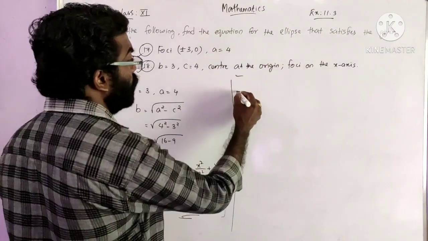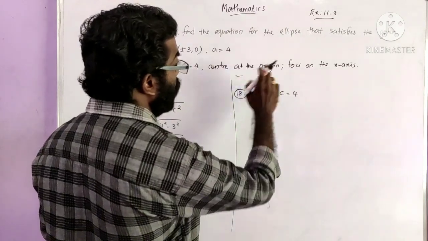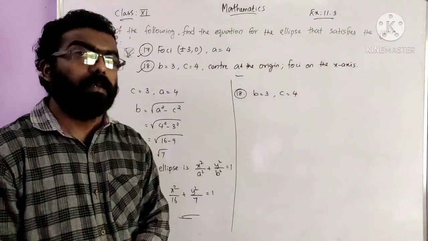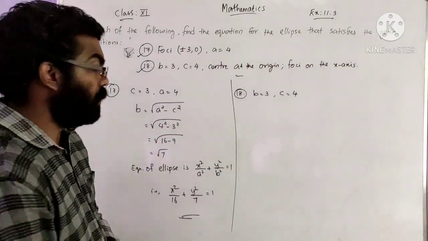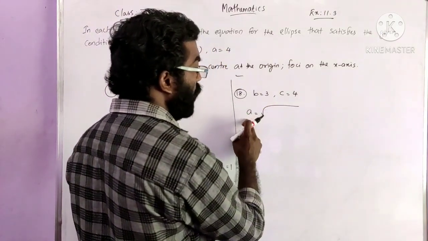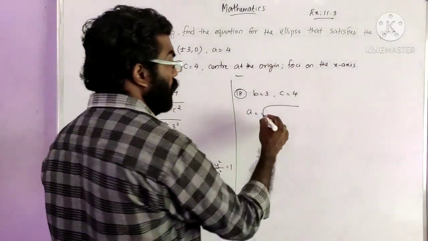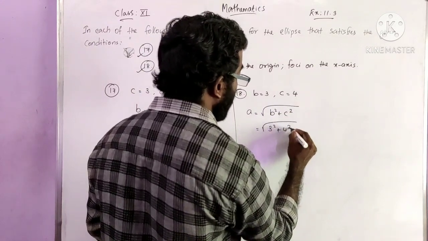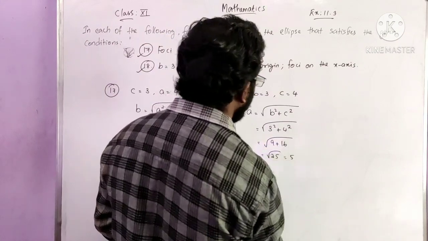Question number 18. B is equal to 3 and c is equal to 4. Center at origin, foci on the x-axis. That means it's also of the first type. Foci is on x-axis. X square by a square plus y square by b square equal to 1. Okay. So first we can find a. We know a is the larger number by comparing a, b and c. So a is equal to root of b square plus c square. Here it is root of 3 square plus 4 square. So root of 9 plus 16, root 25, which is equal to 5.